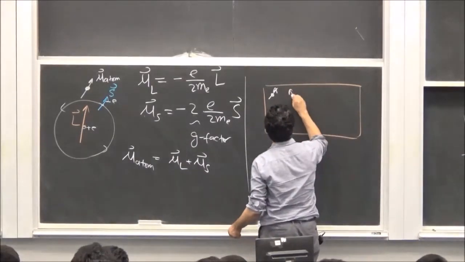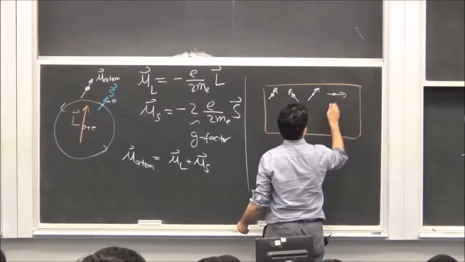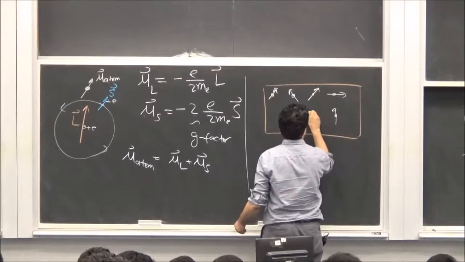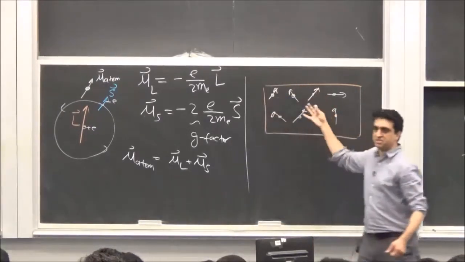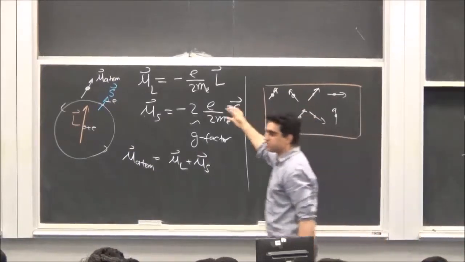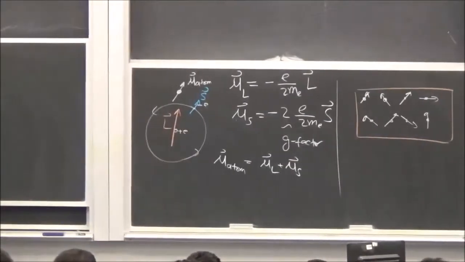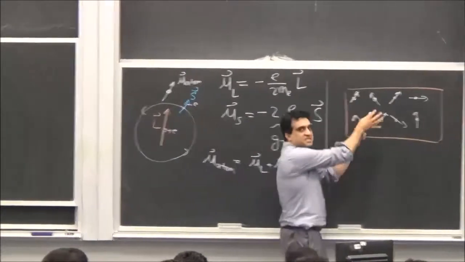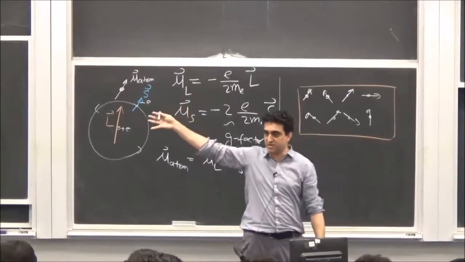You can have magnetic moments of the atoms inside, and they may be in some random direction initially. So this is more or less the situation you can have inside the material you have put inside. Are they aligned with each other or not? You may have different conditions depending on which material you have put.